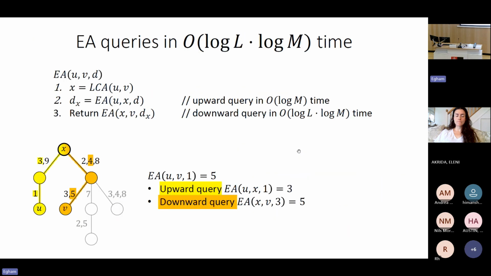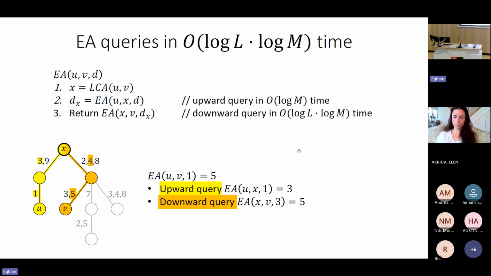And then to implement the earliest arrival query, in the case in which U and V are two vertices which are unrelated, so they are in two different branches of the tree, we have to compute the least common ancestor of U and V, which is X, and we have to break the earliest arrival query from U to V into two earliest arrival queries. One from U to the least common ancestor, which is an upward earliest arrival query that can still be answered in time logarithmic in M, because it's exactly the same idea that we used for paths.